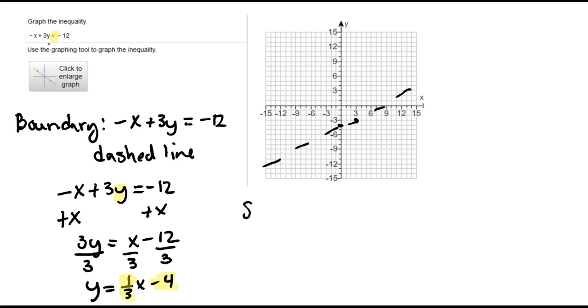So the second part of this is that we're going to need to do some shading. We're either going to shade on this side of the line or this side of the line. We have to decide which side is the true side. To do the shading, we need to pick a test point. The only rule with a test point is that you need to pick something that's not on your boundary line. So you can pick any point you want.